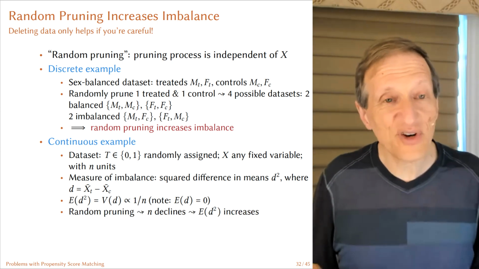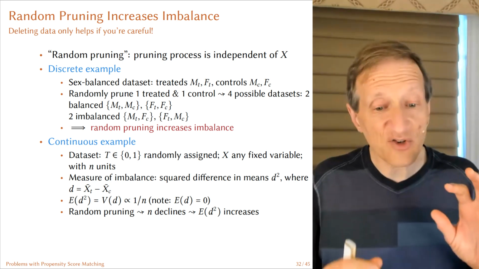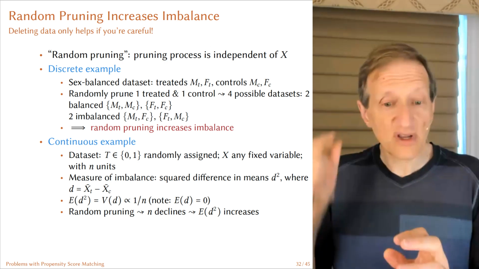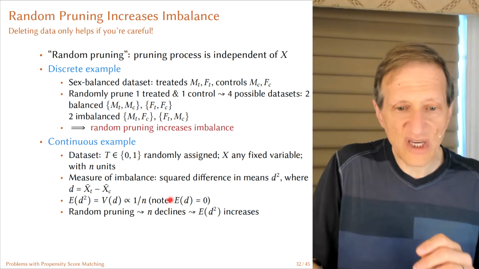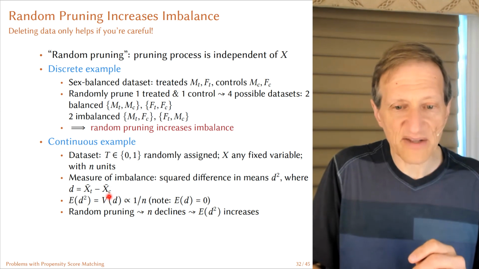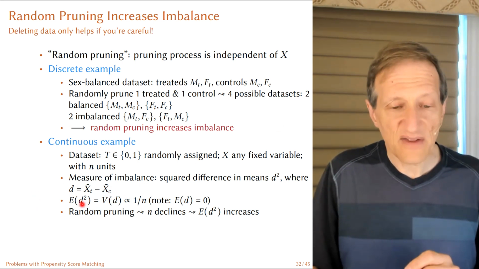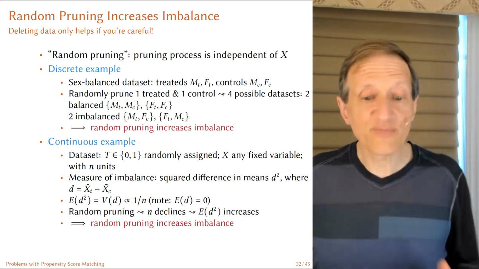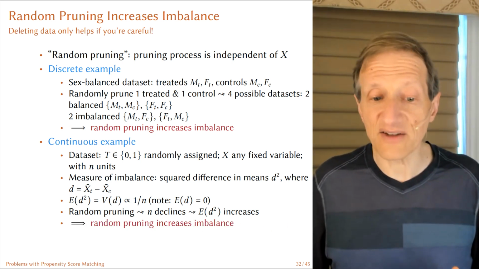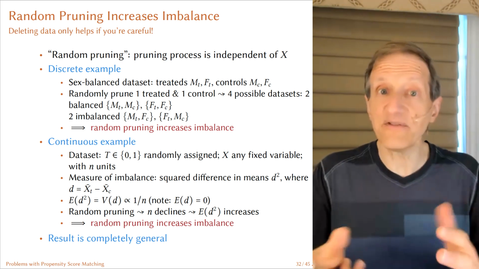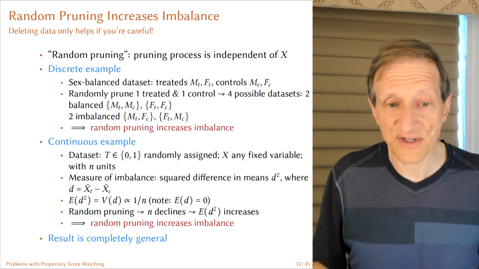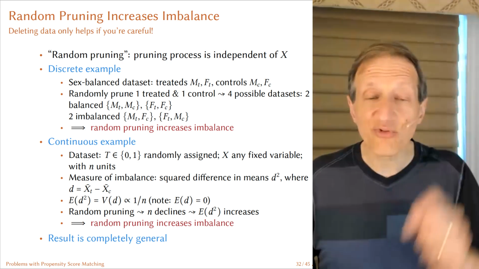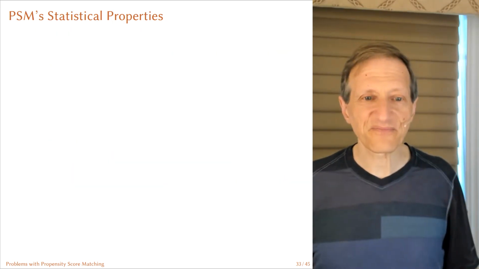And random pruning. So if you do random pruning, then n declines, because when you prune, you decrease n. If you decrease n, the variance increases, and therefore the expected value of our distance metric increases, right? So random pruning, again, increases imbalance. This result turns out to be very general. It doesn't only apply to these two cases. Okay, so moral of the story of this slide, you prune randomly, you increase imbalance.